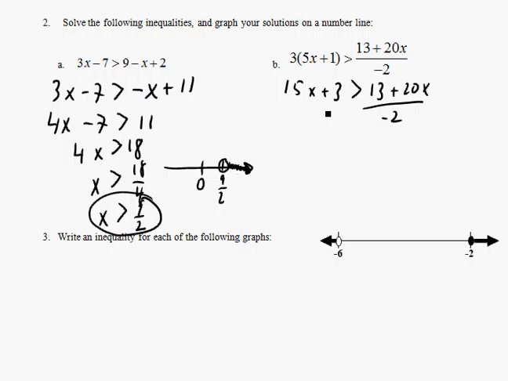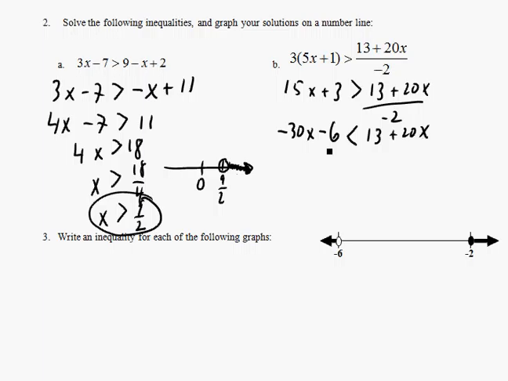Now, when we multiply both sides of an inequality by a negative, we have to switch the direction of the inequality. And if I multiply the left side by negative 2, I need to make sure to multiply all of the terms on the left side by negative 2. So that would give us negative 30x minus 6. And then we would have 13 plus 20x on the right side.